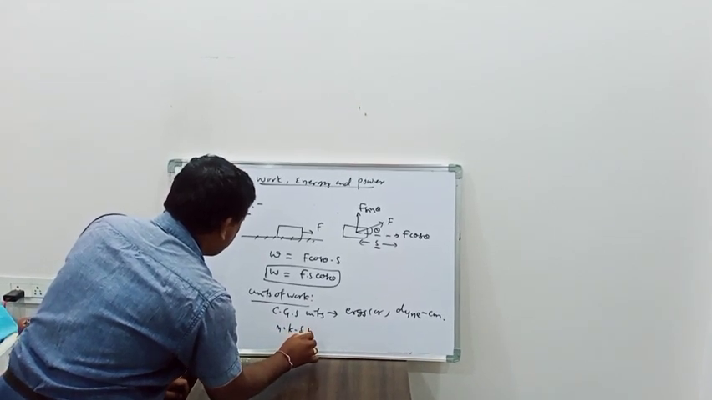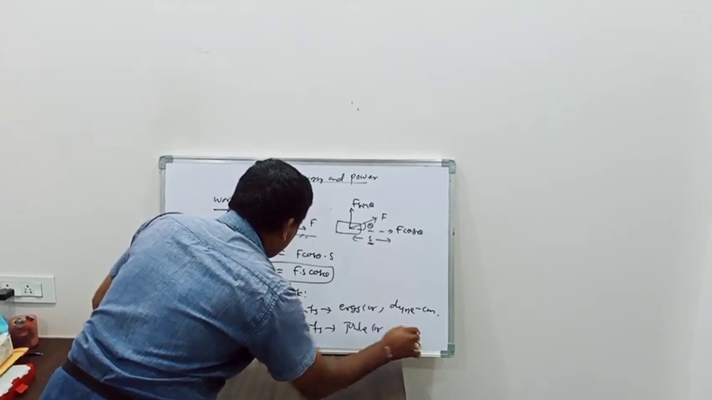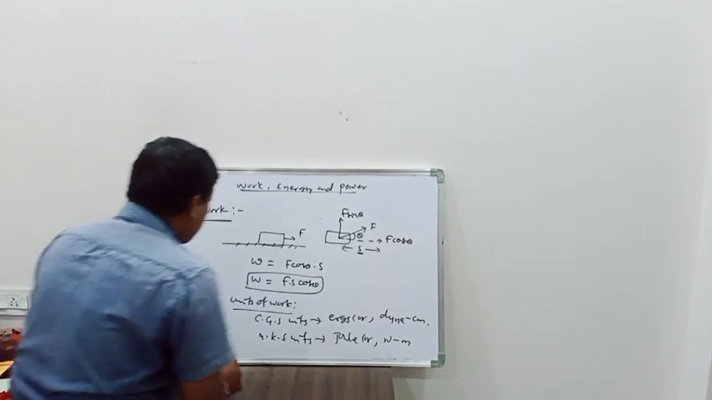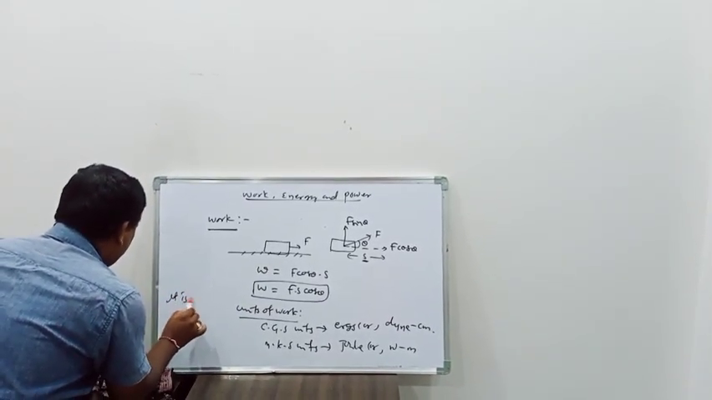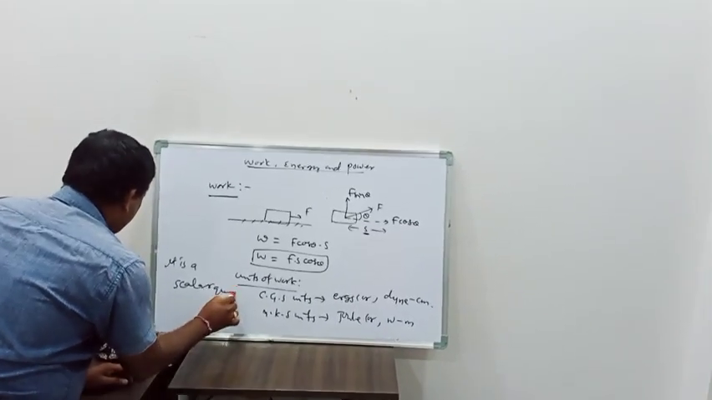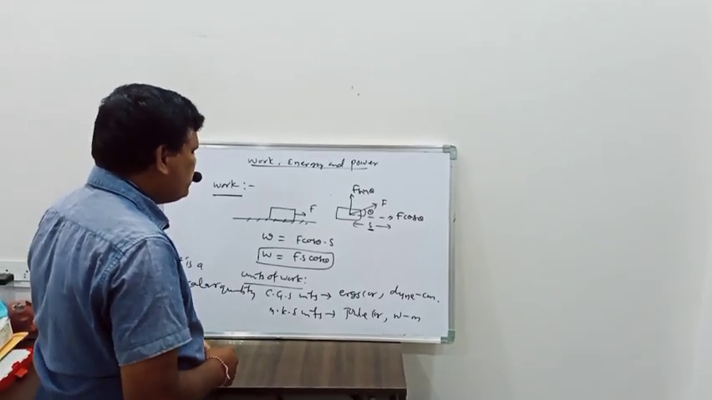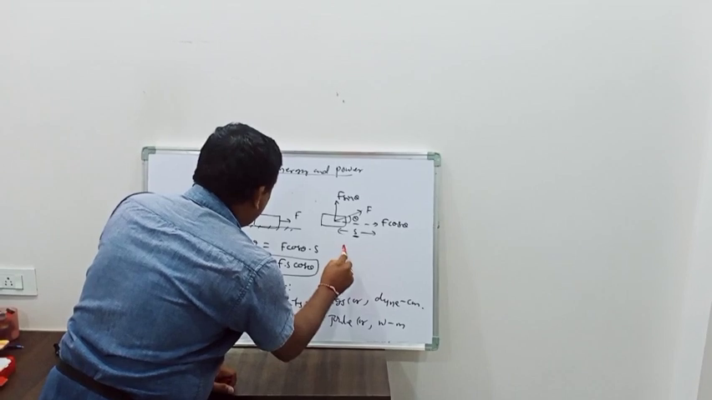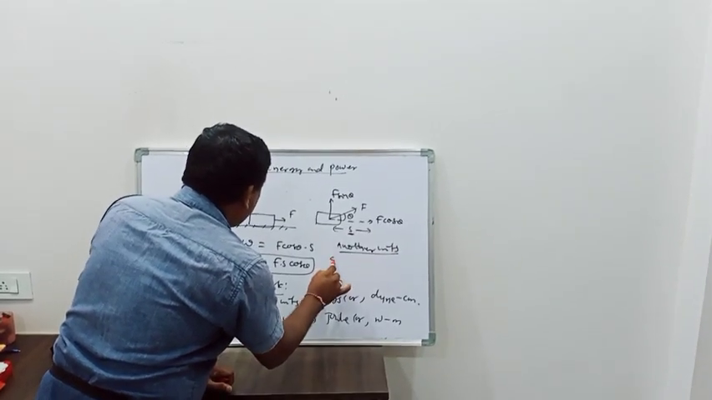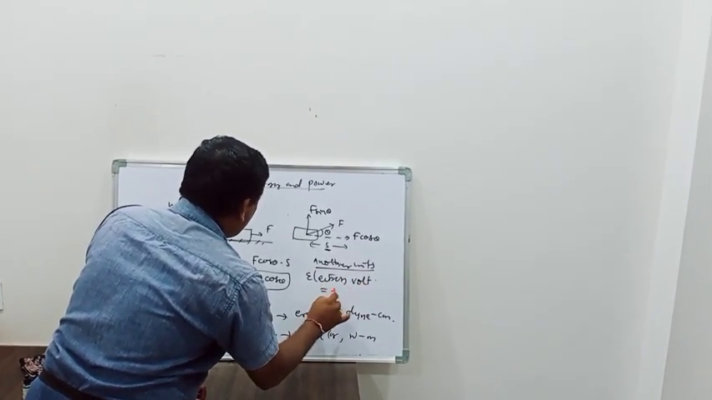MKS units: joule or Newton meter. Work is a scalar quantity. We have other units of work as well. What are the other units? These other units are the electron volt, EV.